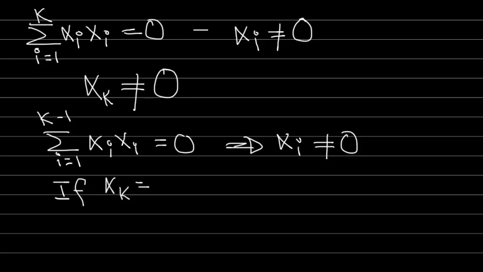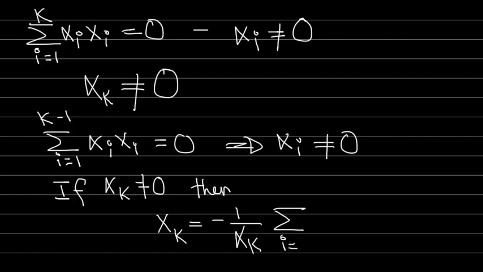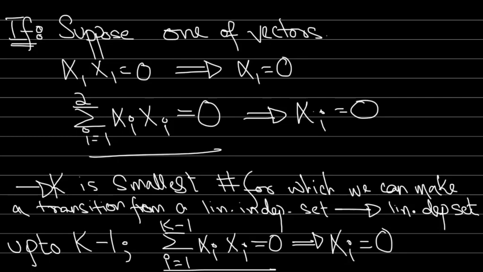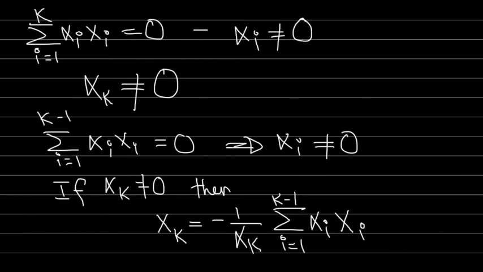So if we say that alpha k is non-zero, then we would have x k, this vector, equal to minus 1 over alpha k times the summation i is equal to 1 to k minus 1 of alpha i xi. Okay, so this is the if part of our proof, up to here.